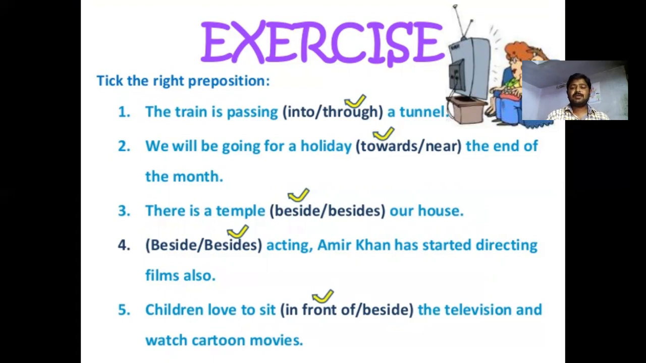There is a temple beside our house. Besides is used when we have two things. Besides acting, Aamir has started directing films also. So Aamir is doing two things here: one is acting, another is directing. So here we can say besides. Besides acting, Aamir Khan has started directing films also.